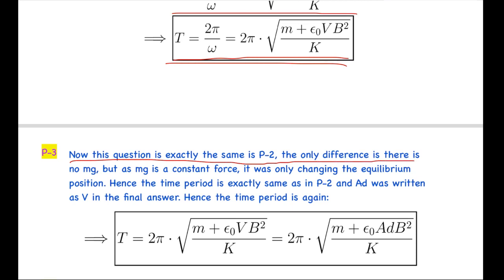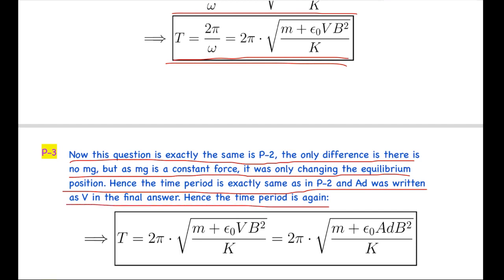The only difference is that there is no mg force, but as mg is a constant force, it was only changing the equilibrium position. Hence the time period is exactly the same as P2, and AD was written as V in the final answer. Hence the time period is again 2 pi root of m plus epsilon naught V B squared by k, and instead of V we wrote AD, and so we get the constants alpha, beta, gamma as 1. So alpha plus beta plus gamma will be equal to 3. That's the required answer for the third problem.